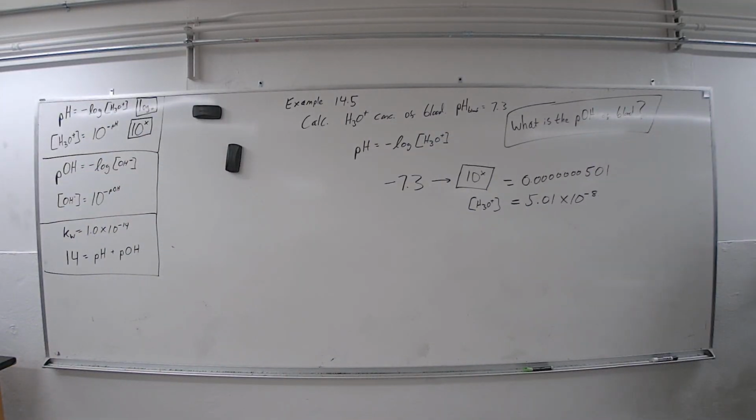It would be even smaller. Blood is slightly acidic. No, I guess it's slightly basic at 7.3.